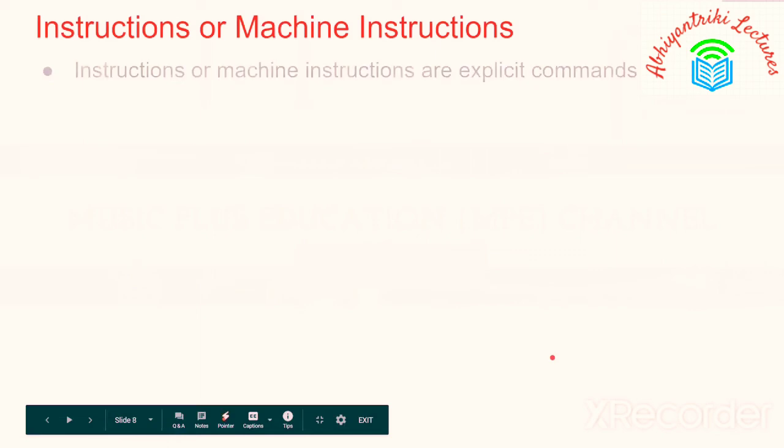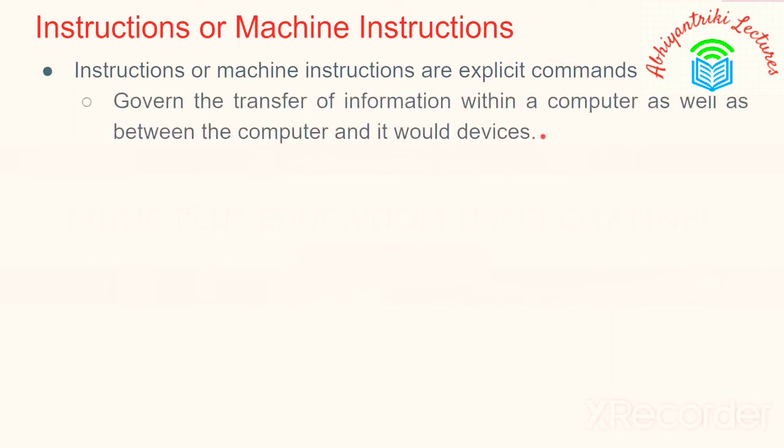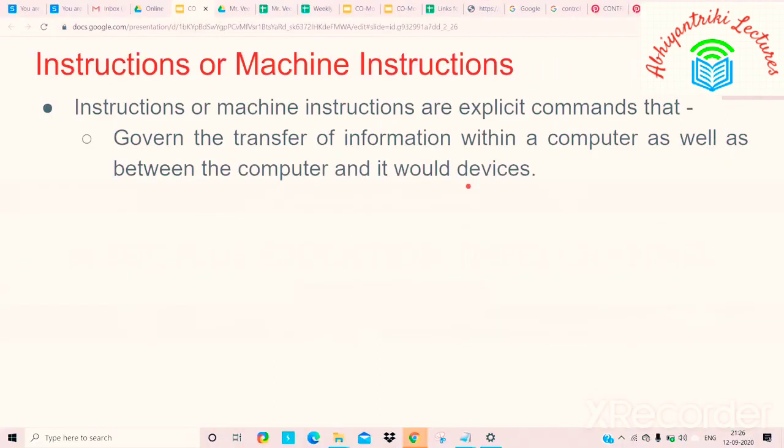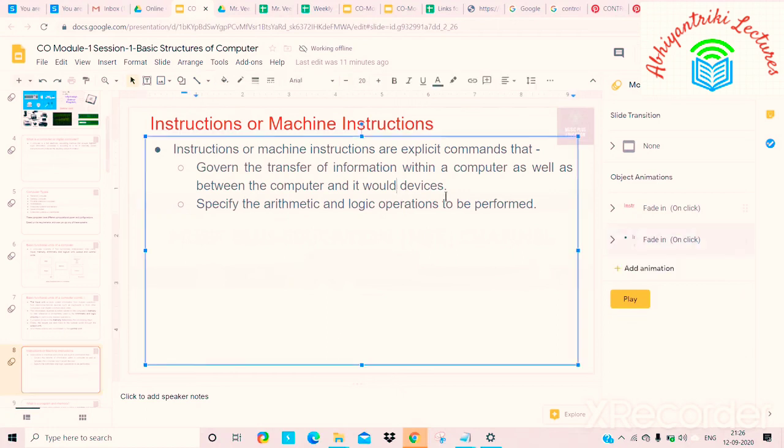So instructions, or machine instructions. Instructions or machine instructions means what we have seen, right? int a = 25. Those are instructions. They are explicit commands. Those are the commands that govern the transfer of information within a computer as well as between the computer and its IO devices.